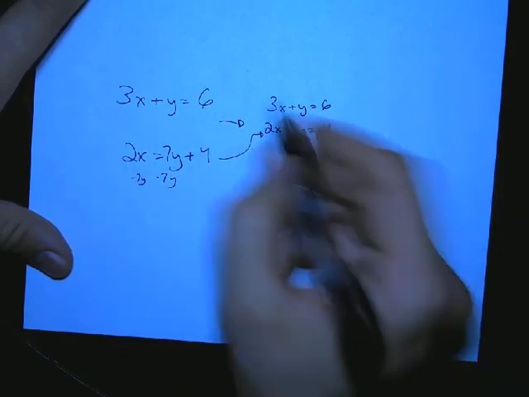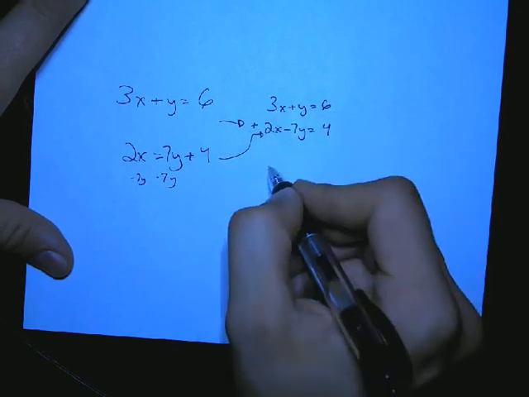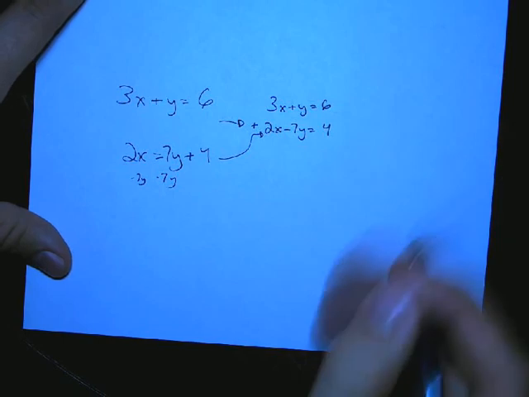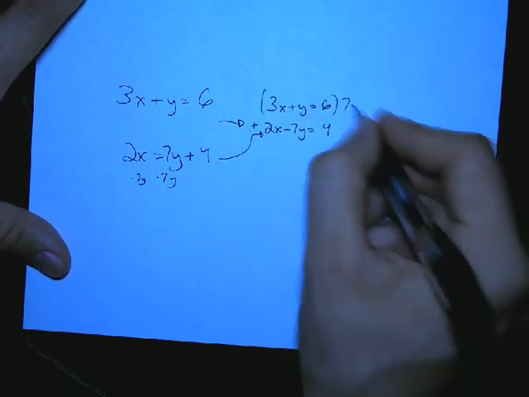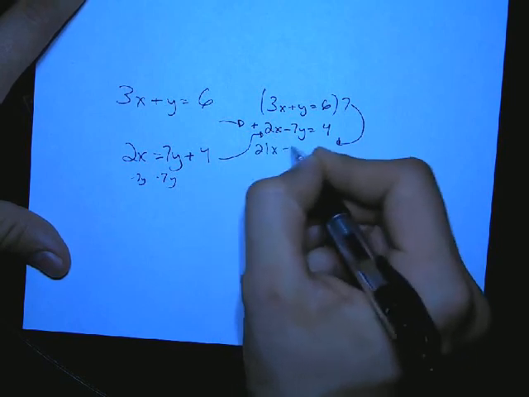But now, if I add them the way they are, nothing will cancel out. 3 plus 2 is 5. 1 plus negative 7 is negative 6. Nothing cancels out. My variables are all still there. So I'm going to adjust this equation by multiplying it by 7. Why would I want to do that? Why would I want to multiply by 7?